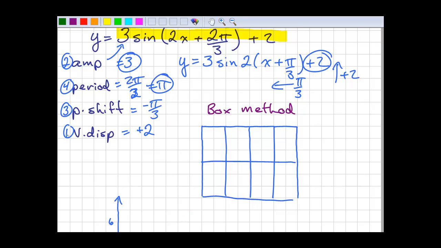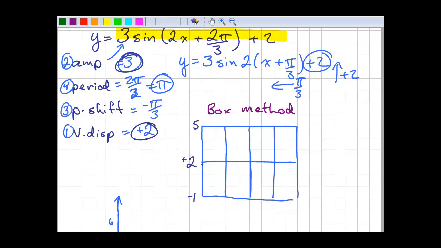Now, this is where these numbers come in. First thing I'm going to do is look at the vertical displacement. This tells me where the middle is, at positive 2. If I add and subtract the amplitude to that, I'll get 2 plus 3 is 5, and 2 minus the amplitude, 2 minus 3 is negative 1. So that tells me where things are going to end up, top and bottom and middle.